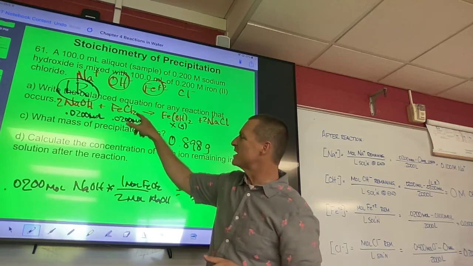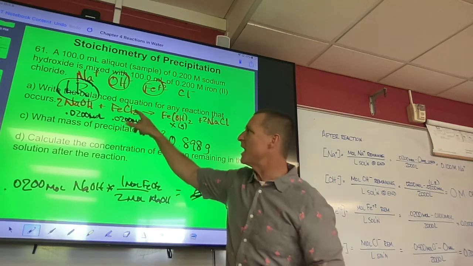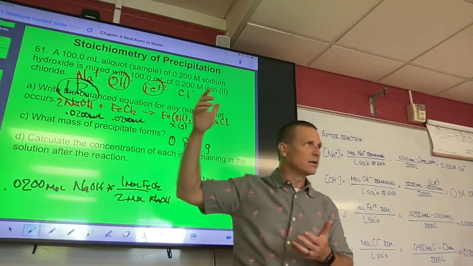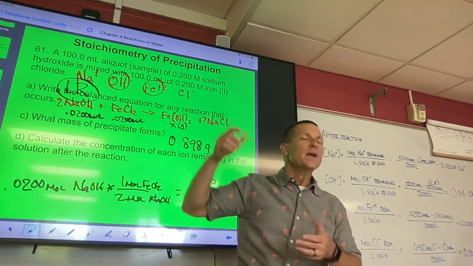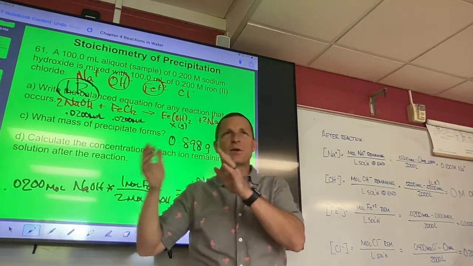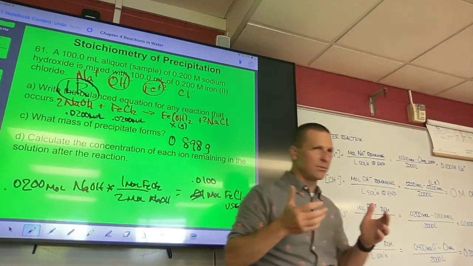The 2 there next to the chlorine means that I'm going to have twice as many ions of chlorine as I have iron. So, yeah, be careful. The subscripts and the coefficients are not telling you the same thing.